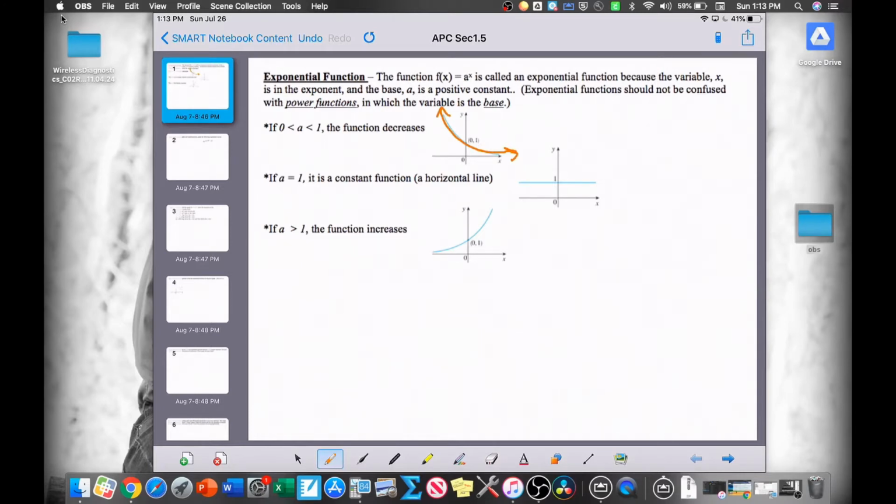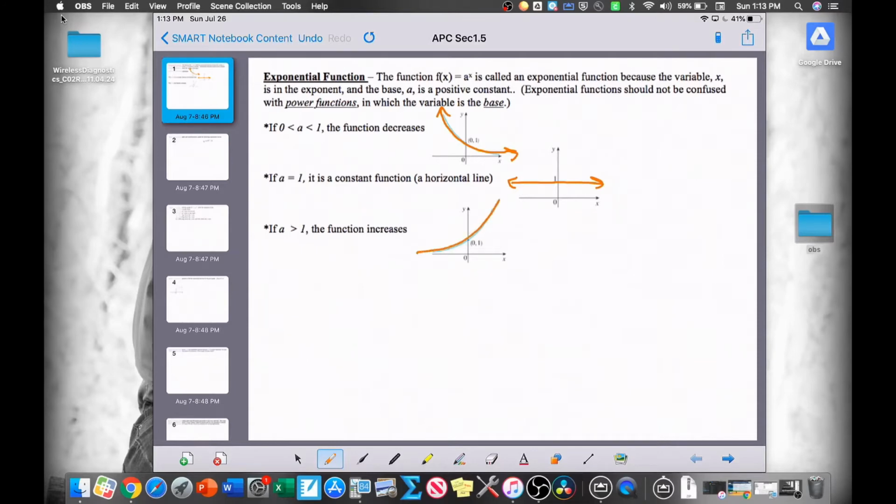If a were to be 1, this would actually be just a constant, like y equals 2, because 2 to the first power is 2, which just makes a horizontal line. So we don't really consider that to be exponential at all. But technically, if you think of it as exponential, it would just be a constant function. And then if our a value, our base, is greater than 1, that is when we have exponential growth.